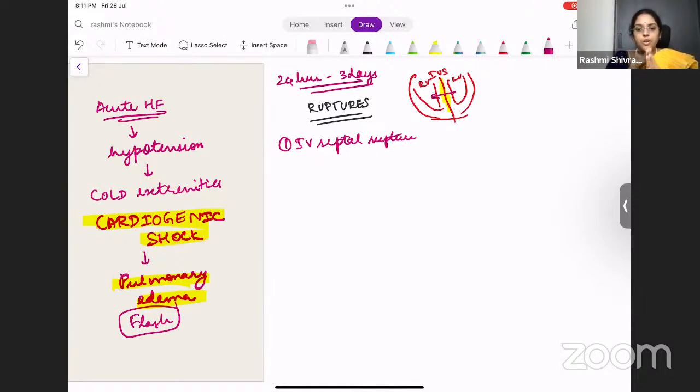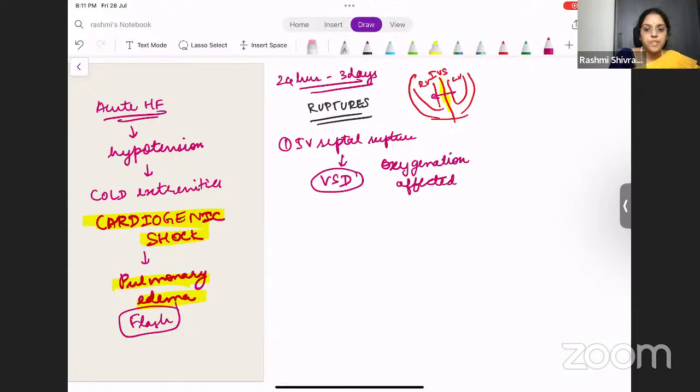What is the connection between the left ventricle and the right ventricle called? It is called a VSD, a ventricular septal defect. This is similar to a ventricular septal defect, isn't it? The blood flow moves from the left ventricle to the right ventricle. So what happens because of that? The oxygenation is affected.